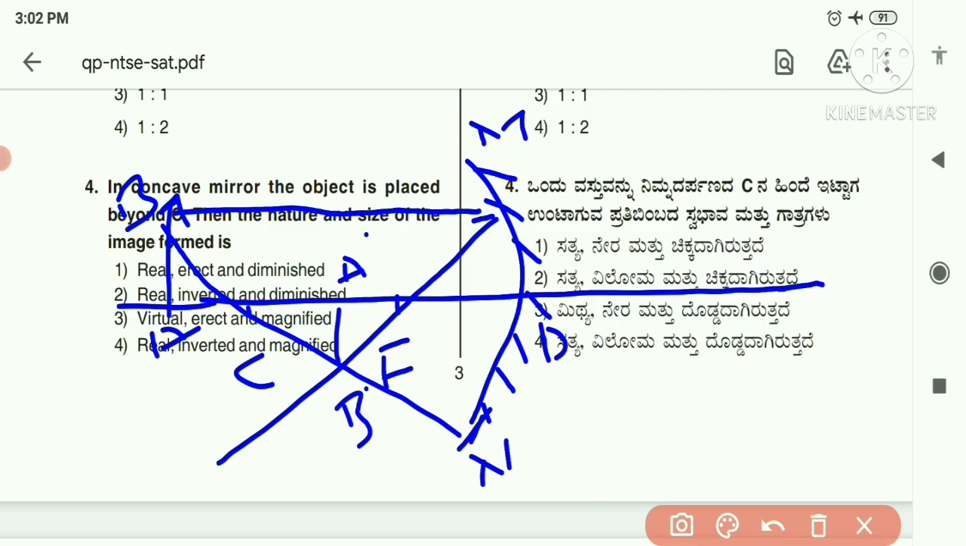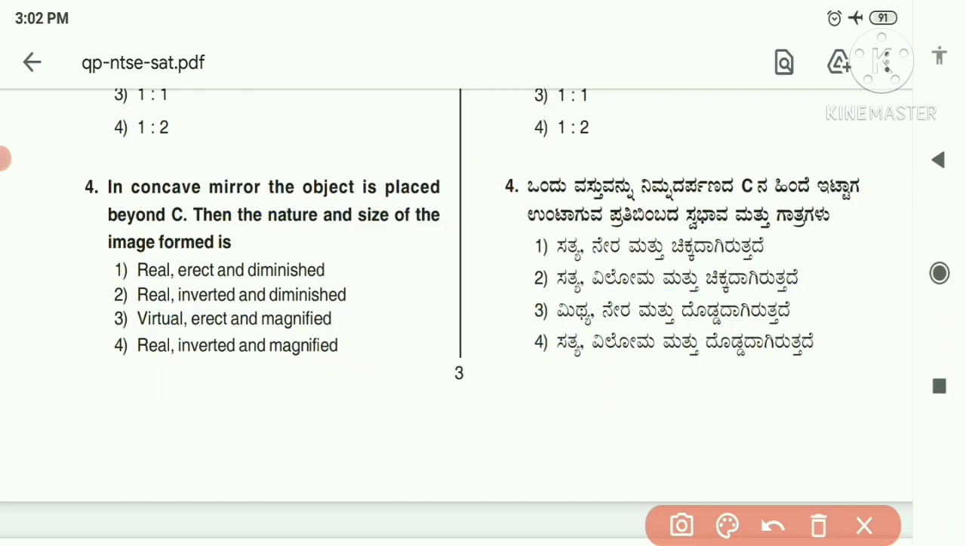Now the characteristics of the image forming like this. First one is real, second one is inverted, A dash B dash inverted, and diminished. Diminished means if AB is for example 4 centimeter, A dash B dash will be less than 4 centimeter. That is why the second one is the right answer.